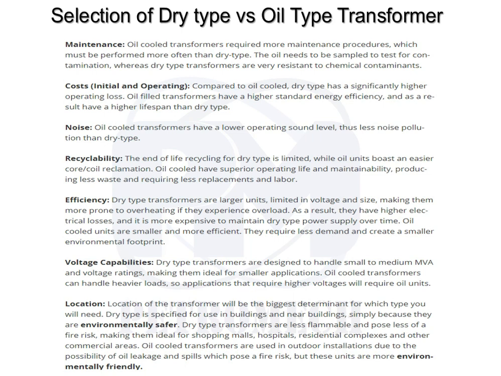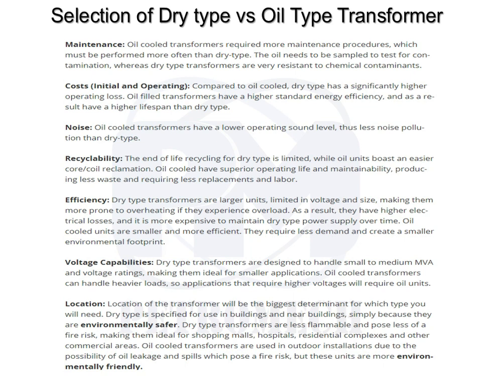Compared to oil cooled, dry type has significantly higher operating loss. So oil filled transformers have a higher standard energy efficiency and as a result have a higher lifespan than the dry type.